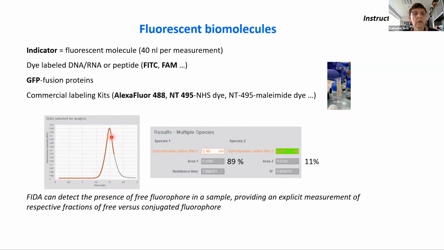So you can then measure the labeled protein with FIDA, and using the software, you will see in this case that in the sample, you have 89% of your protein, but also you are contaminated by 11% of the free dye. So FIDA provides an explicit measurement of respective fraction of free versus conjugated fluorophore.